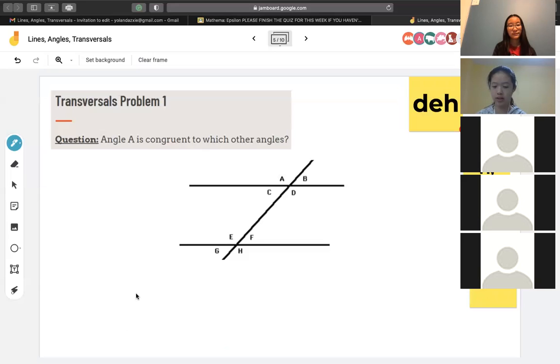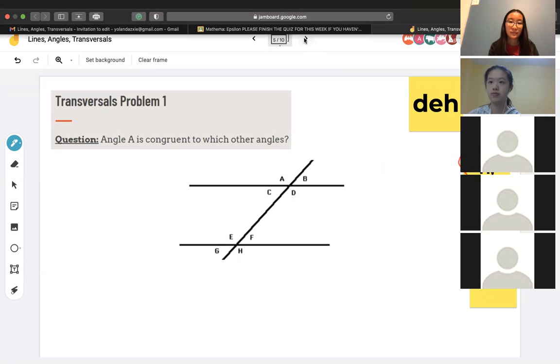So I'm going to go quickly now. Yeah, it's the E and H, because you can see angle A is here and angle D is a vertical angle, which means it is congruent to angle A. Angle D and angle H are corresponding angles, which means they are congruent. And finally, angle E is a vertical angle to H, which means that all four of these angles are congruent.